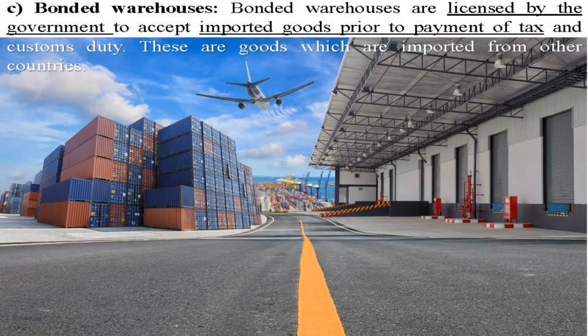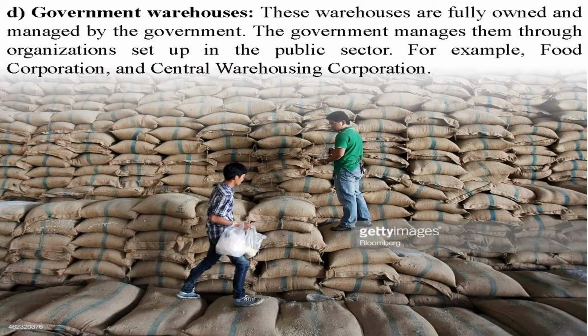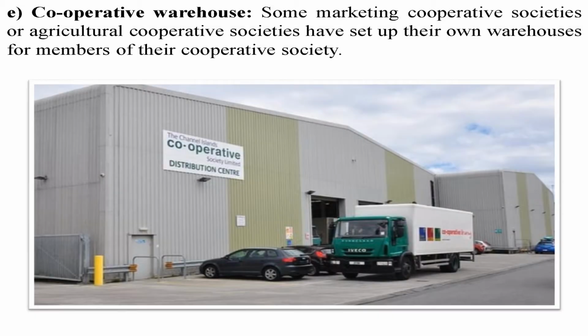Bonded warehouse. Bonded warehouses are licensed by the government to accept imported goods pending payment of tax and customs duty. These are goods which are imported from other countries. Government warehouse. These warehouses are fully owned and managed by the government. The government manages them through organizations set up in the public sector, for example, Food Corporation and Central Warehousing Corporation. Cooperative warehouse. Some marketing cooperative societies or agricultural cooperative societies set up their own warehouse for members of their cooperative society.